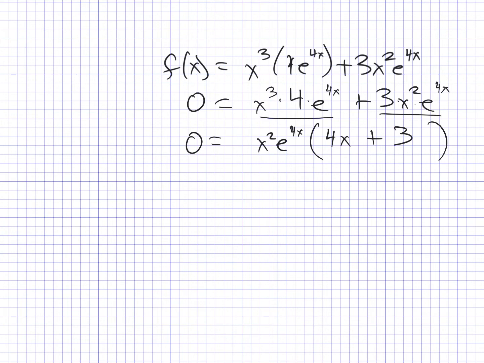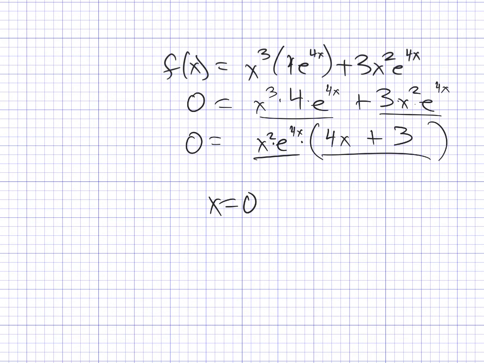Zero product formula means, if it's all multiplication, which it is, you've got x squared times e to the 4x times that group. If any of those 3 things is 0, then the whole thing is 0, right? If you're multiplying, if anything is 0, the whole thing is 0. So if x is 0, then the whole thing is 0. 0 squared is 0 times e to the 4x is still 0 times that quantity is still 0. So one of your options is if x is 0.